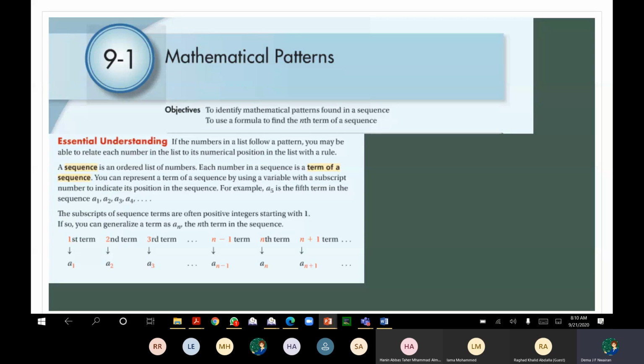Okay, today let's start with our new chapter, Chapter 9, Mathematical patterns. In this chapter, we are learning about the sequence and the series. The series could be arithmetic or geometric, and also the sequence could be arithmetic or geometric. In this lesson today, we learn how we can write the mathematical pattern for a list of numbers.